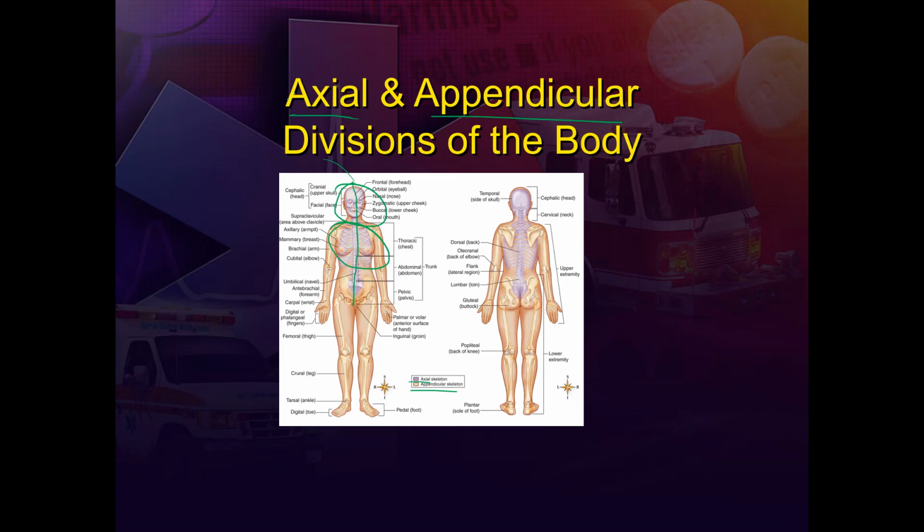Everything that's not the axial skeleton is the appendicular. So if anyone has referred to your extremities as appendages, that's because they are part of the appendicular skeleton. That includes the pelvis, commonly misidentified, and the scapula, and the upper and lower extremities.